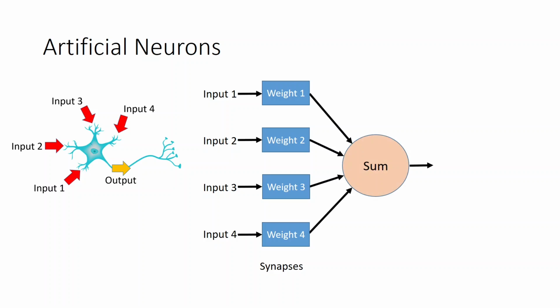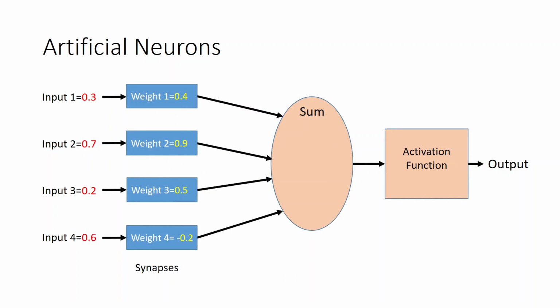The outputs of the synaptic weights are then summed together in the artificial neuron. This sum is then sent to an activation function. I will describe activation functions in a few moments. The result of the activation function is the final artificial neuron output. To help you understand how this artificial neuron works, we will put in some numbers for the inputs and weights.